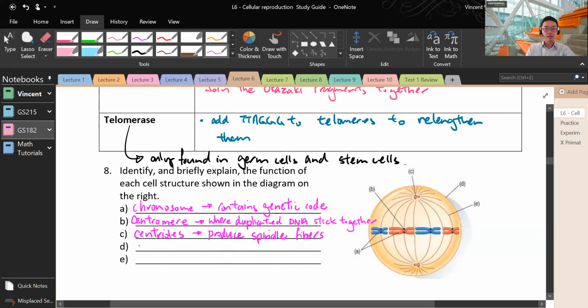D, I think that's the cell membrane. Function, you already know, we had a whole lecture on the cell membrane, so I'm not going to write anything. And E here is the spindle fibers, which, like I said, help guide chromosome movements. All right.